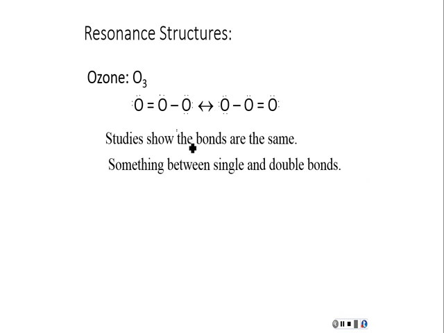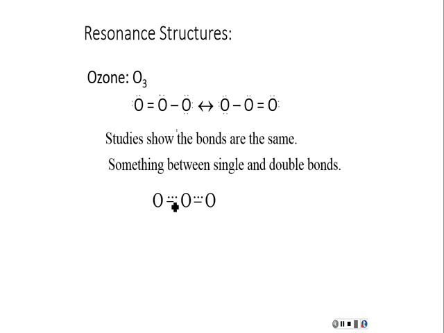Studies show that the bonds, though, are really the same, so we really don't have a double and a single bond present. That's just the only way we can draw them if we follow the rules for Lewis structures. So some people will say the bond is really more of something between a double and a single.